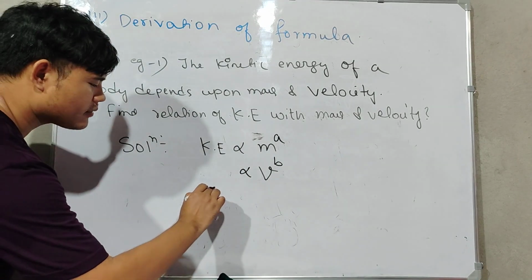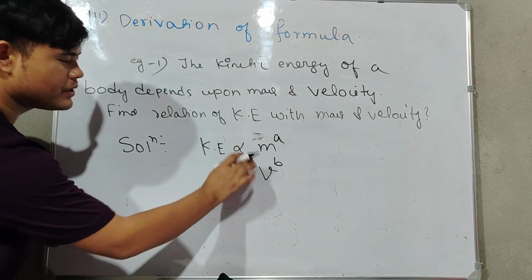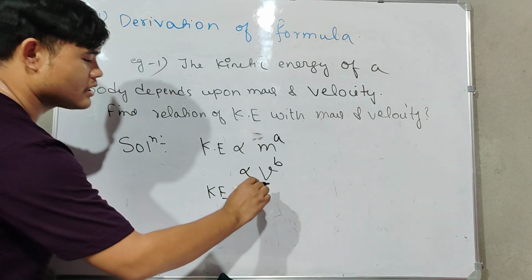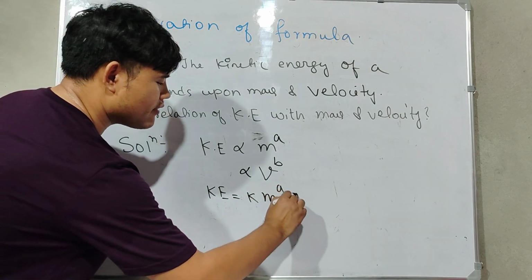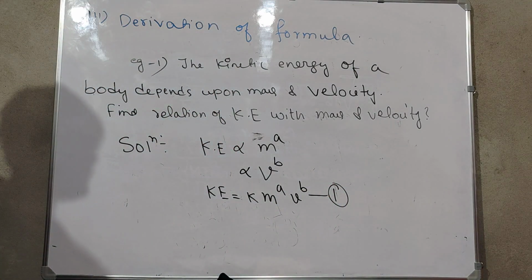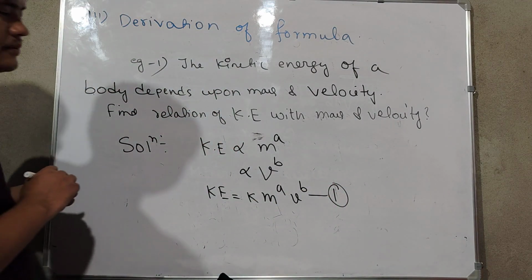So now to remove this proportionality, we have to put one constant. So let k be the constant, and then m^a and then v^b. Let us put this as equation 1.